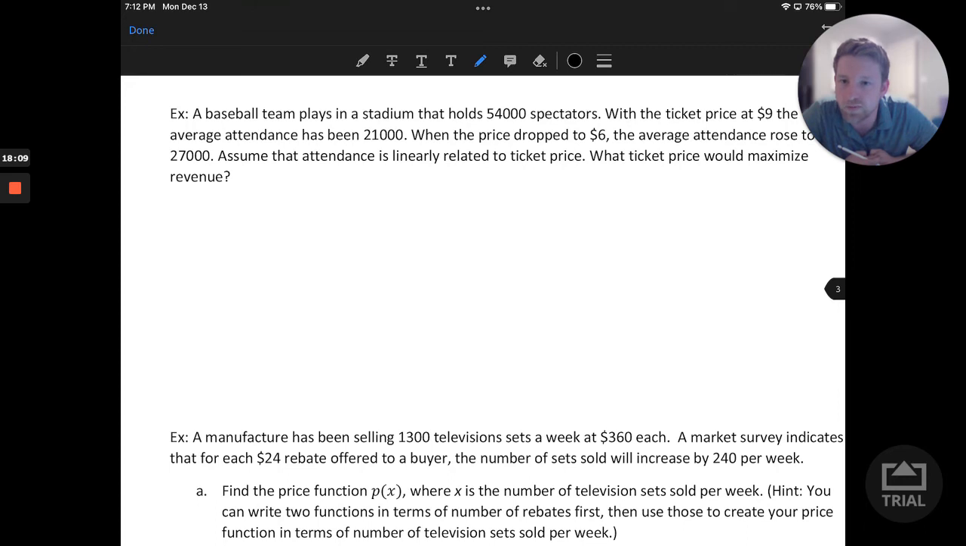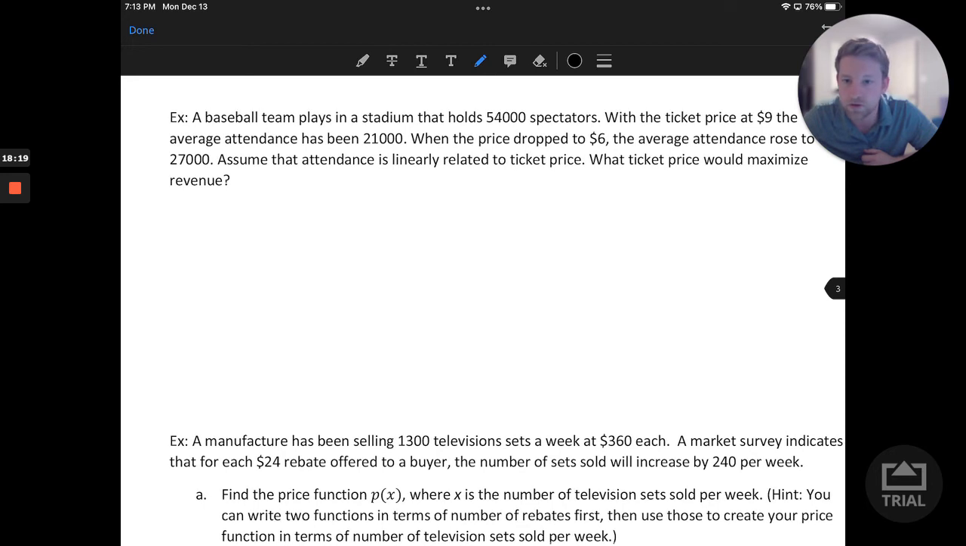We have a baseball team that plays in a stadium that holds 54,000 spectators. With our ticket price at $9, the average attendance has been 21,000. When the price dropped to $6, the average attendance rose to 27,000. Assume that attendance is linearly related to ticket price. What ticket price will maximize revenue?